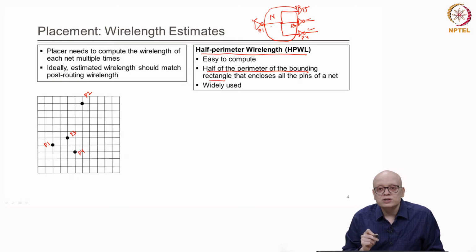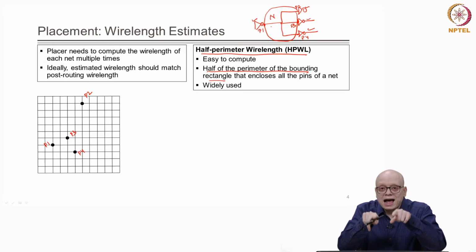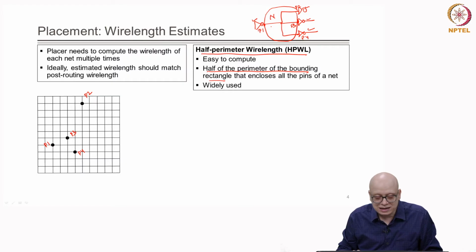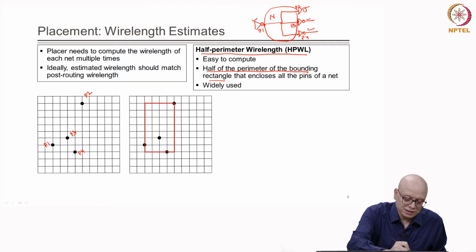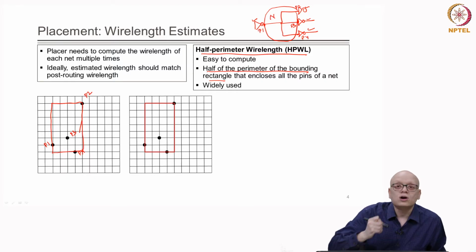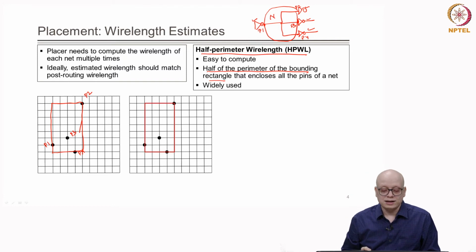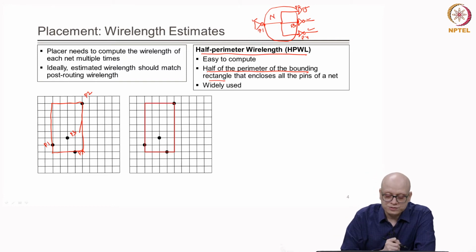First, what we need to do is to have a bounding box or rectangle which encloses all these pins. So, this will be the bounding box. We have created the bounding box by looking at the minimum and the maximum coordinates of these points. So, this is the bounding box we have got.